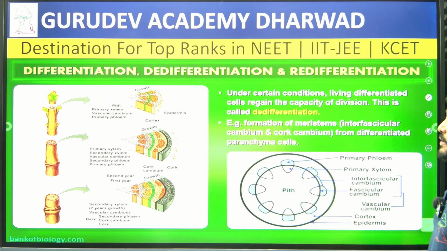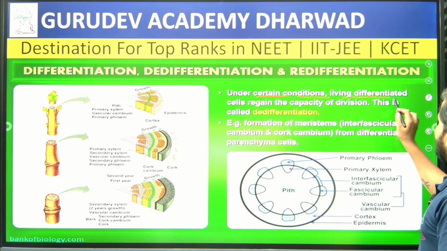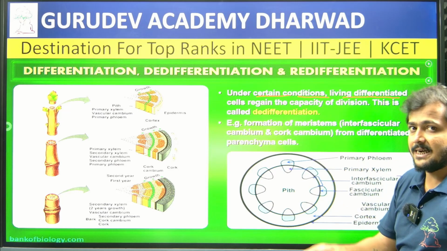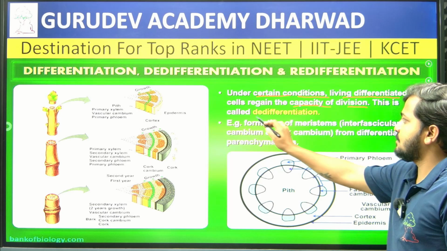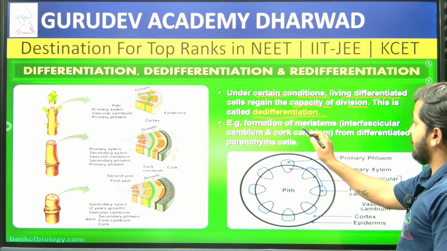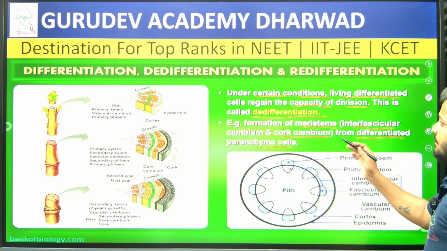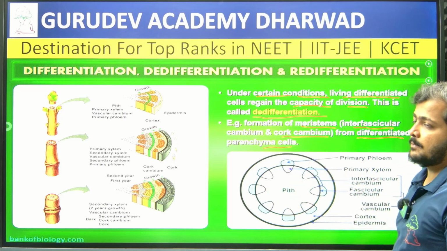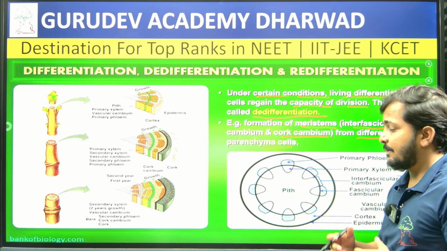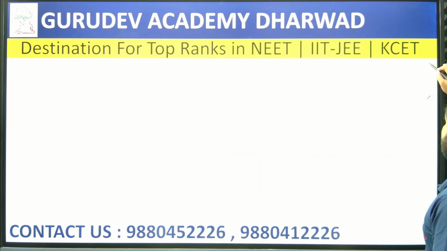Then there is something called dedifferentiation. This is also important. Under certain conditions, living differentiated cells regain the capacity of division. This is what we call dedifferentiation. Like the formation of meristems, interfascicular cambium and cork cambium, from differentiated parenchyma. From differentiated parenchyma, it can again form cork cambium and interfascicular cambium. Like that, the meristematic cells can be formed again. The cell division capacity can be regained here. That is what we call dedifferentiation.